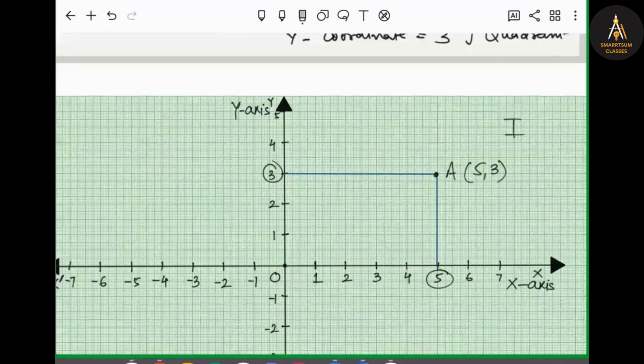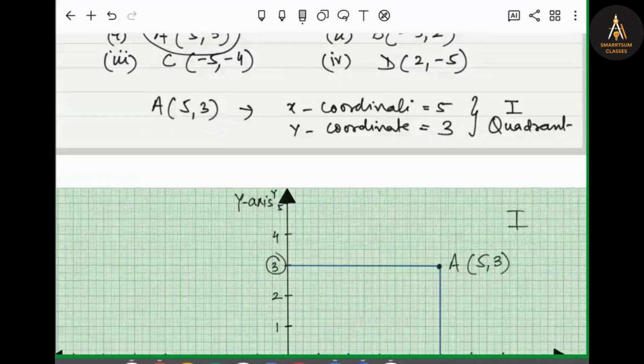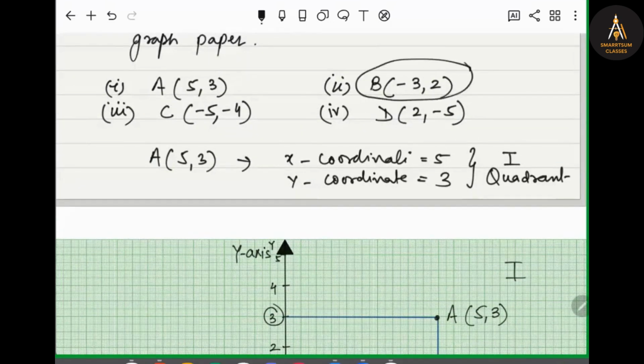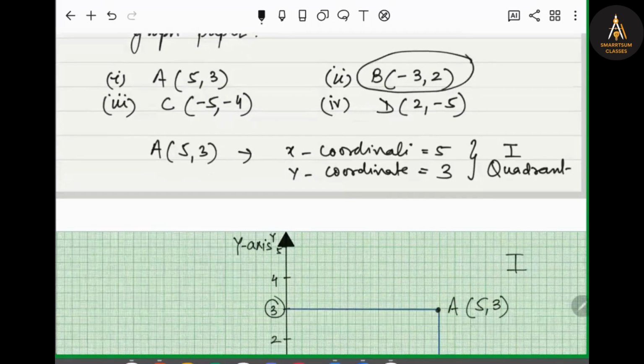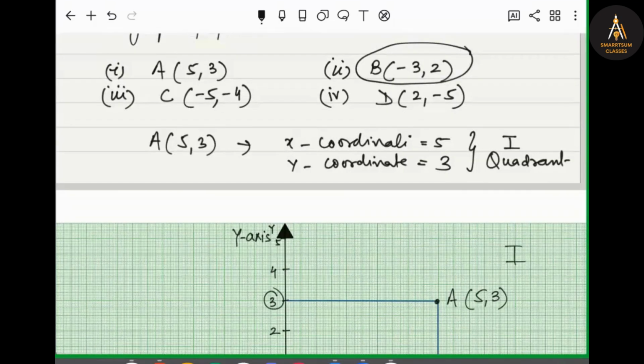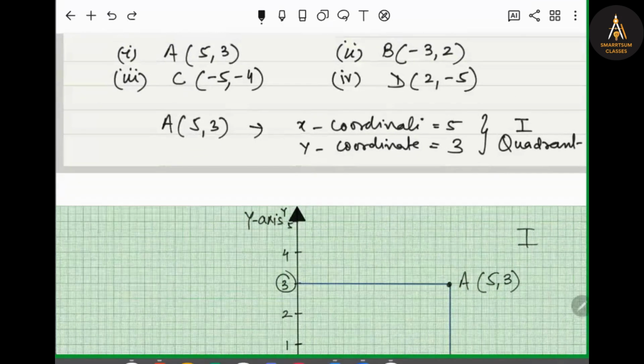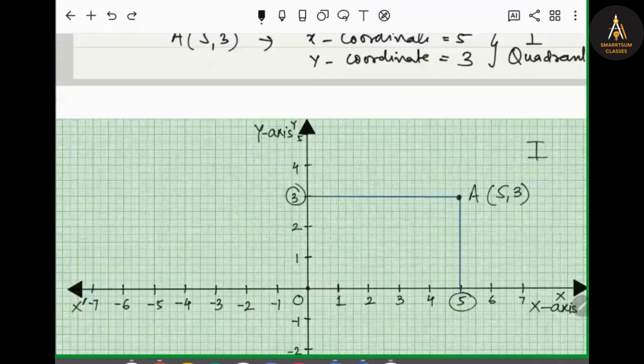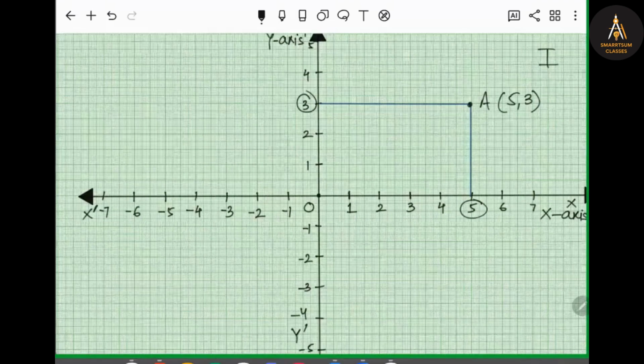Now, second one, B is minus 3, 2. Right? So can you tell me in which quadrant it will lie? Means X coordinate is negative, but Y is positive. So in which quadrant it will lie? It will lie in the second quadrant, right? In the second quadrant, the value of X is negative and Y is positive, right?